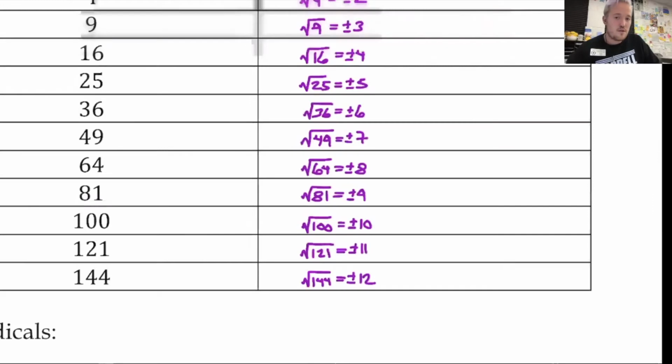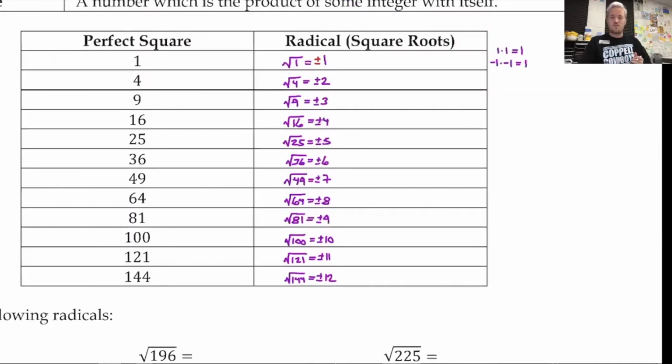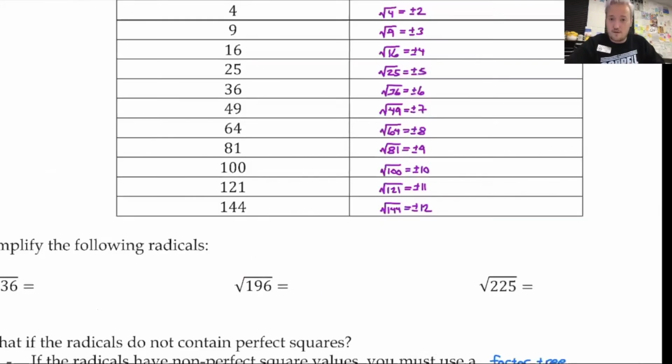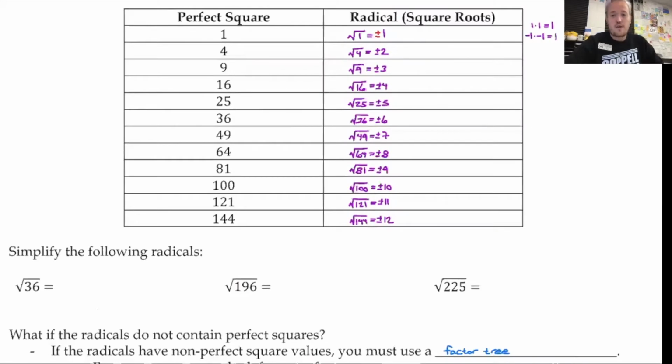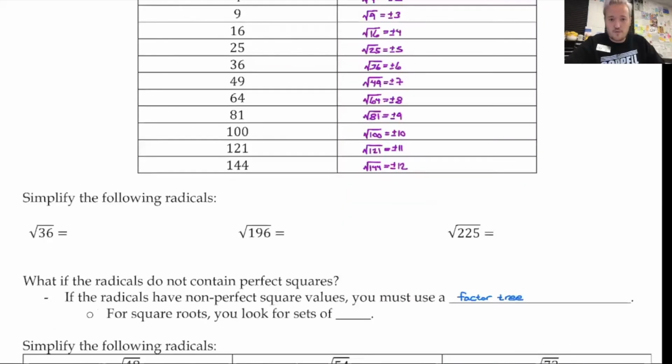So these are all the perfect square values that hopefully you have memorized by now. If not, I would definitely make sure you're good with these because it will save you a lot of time in the long run. All right, so now we're just going to go ahead and simplify some more radicals.